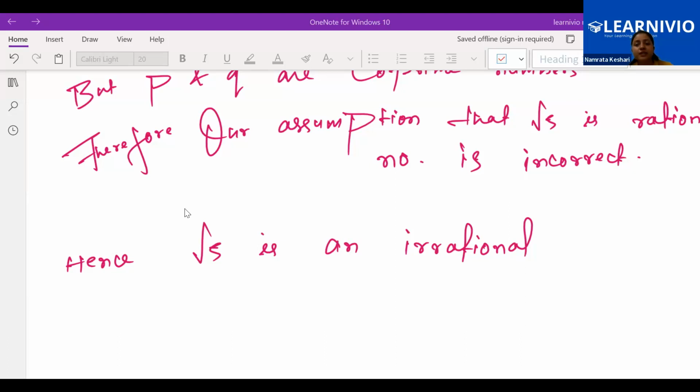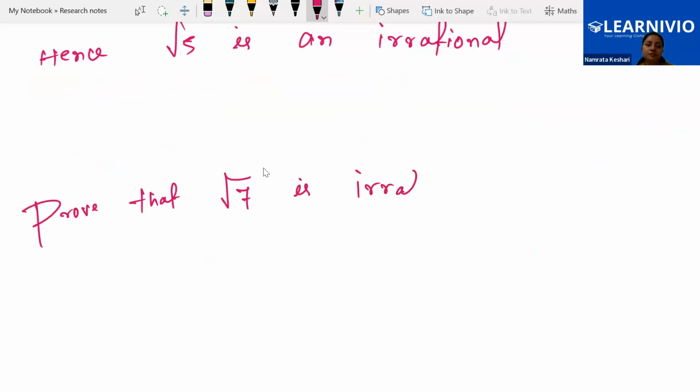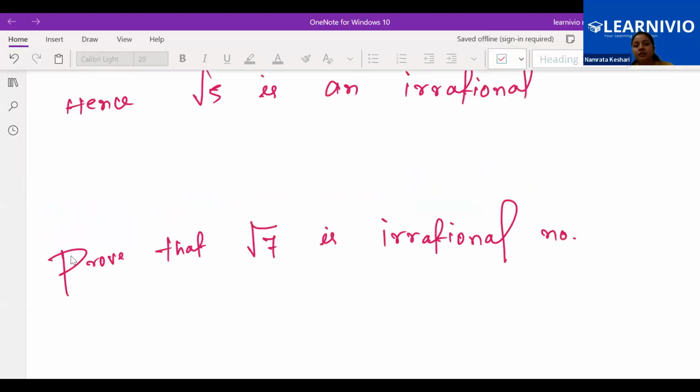Yes, ma'am. If it is clear, then prove that root 7 is irrational. You all are sitting with pen and paper, right? Yes, ma'am. Please do it over there. Prove that root 7 is an irrational number. Just write all the steps clearly over there. Take the snap and send me the picture.